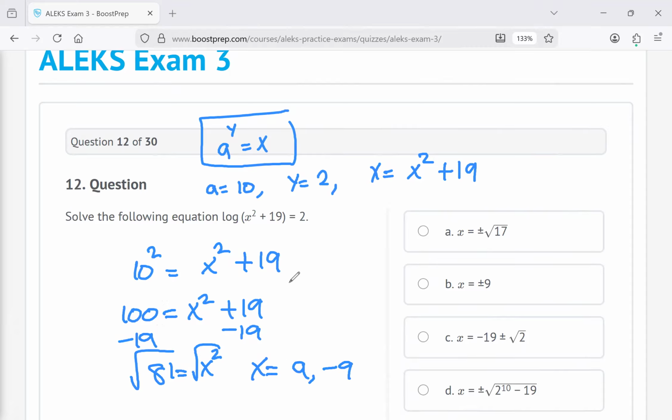Now, can we use negative 9? Yes, as long as this doesn't turn out to be negative. What I'm saying is you can't have a log of negative 5, right? And if you plug in negative 9, the reason this works is because negative 9 squared is positive, and then plus 19, that works. So that's why both answers work. Letter B.